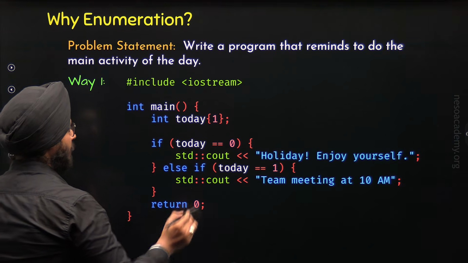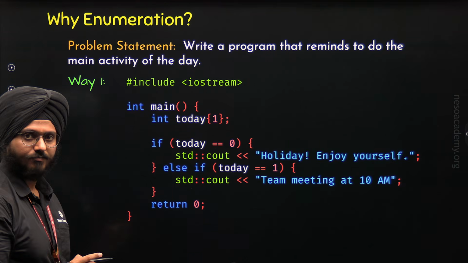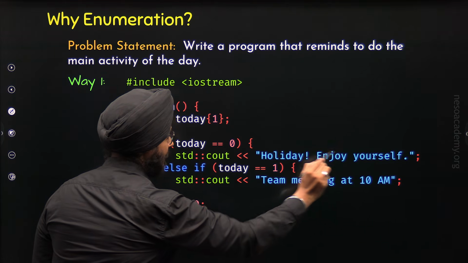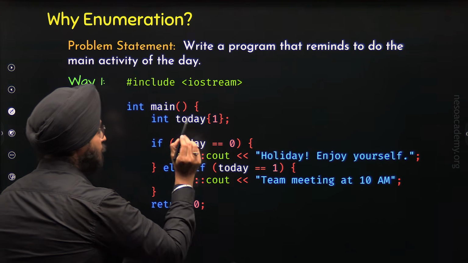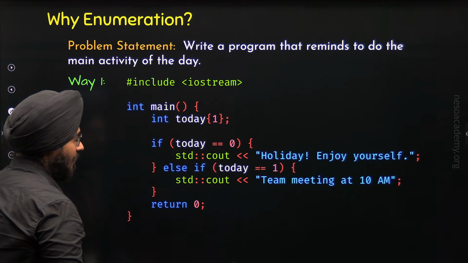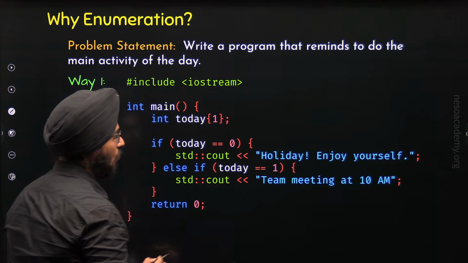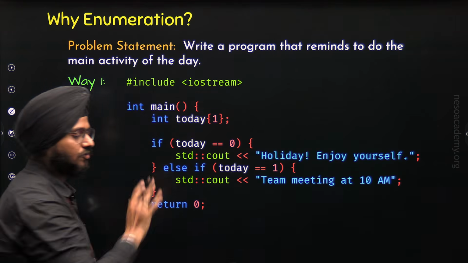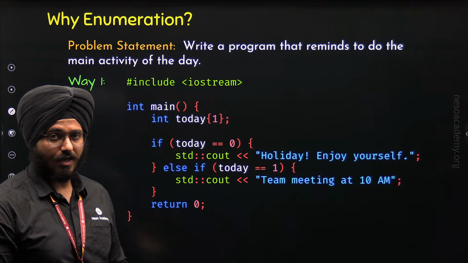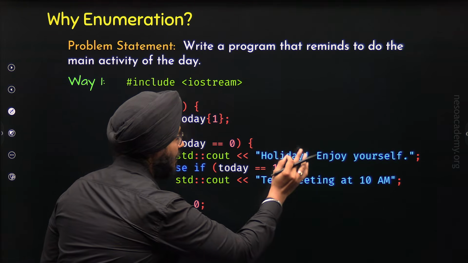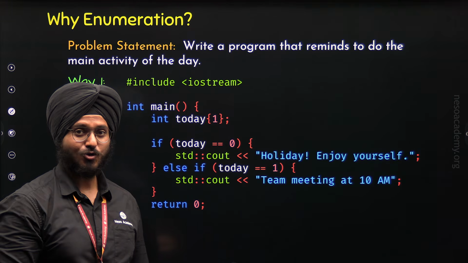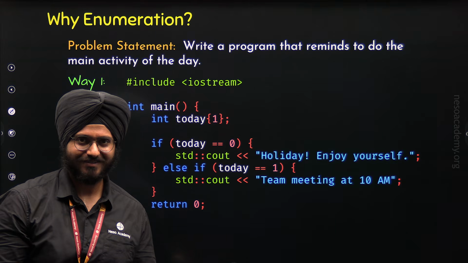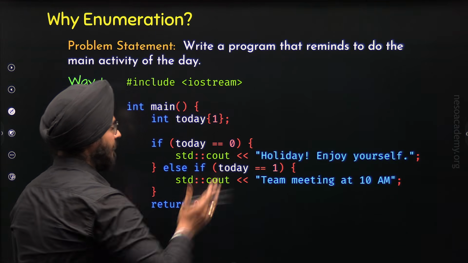Here I am checking, is today equal to 0? If today is 0, then this line of code will execute. This means I am checking, if today is Sunday, then this line of code will execute and we will get "holiday, enjoy yourself" on the screen. If today is Sunday, then we must get holiday, enjoy yourself. Today is holiday, so there is nothing to do today. So just enjoy yourself. This is what I want to display.